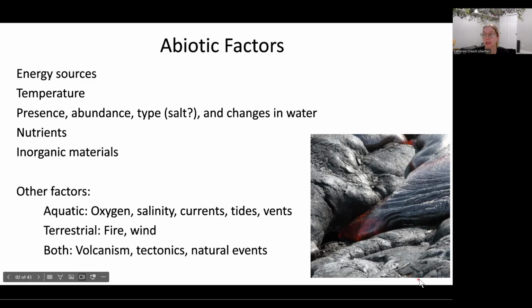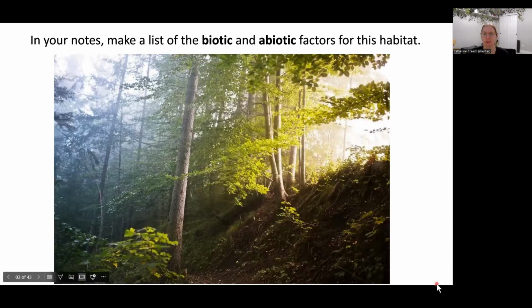So I'm going to show you three habitats. In your notes, because I assume you take notes during these lectures, please make a list of all the abiotic and biotic factors you can for this ecosystem. Go ahead and pause the video. Aim for at least like 5 of each.